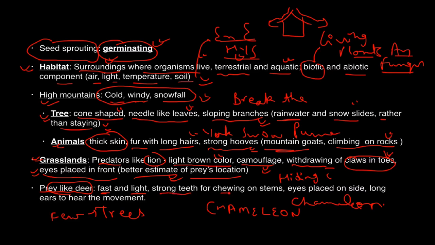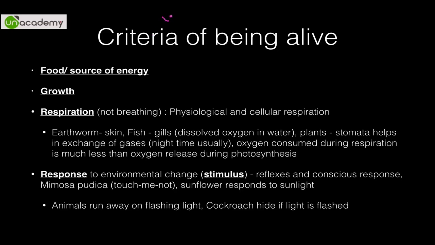They have strong teeth for chewing on stems of grasses and other plants, and their eyes are placed on the side. This gives them broad vision, a much wider range of vision. Range increases. Is that understood? So the range of vision is more, and they also have long ears to hear movement from far off. Is that understood?